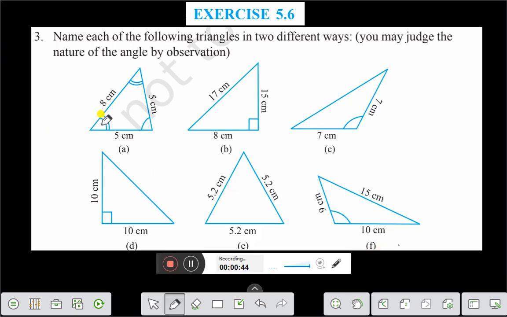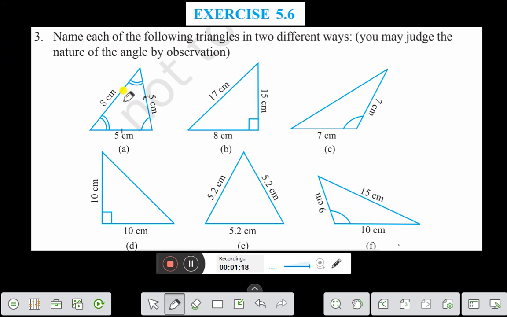Here you see that this is a triangle. It has 8 centimeter, 5 centimeter and 5 centimeter. That means this side and this side are the same. Two sides are the same in this triangle, 5 centimeter and 5 centimeter. Here you also see two angles are the same. This angle and this angle are also the same. Now this is 8 centimeter, this is 5 centimeter, this is 5 centimeter.